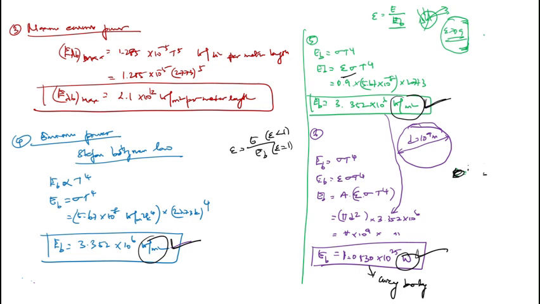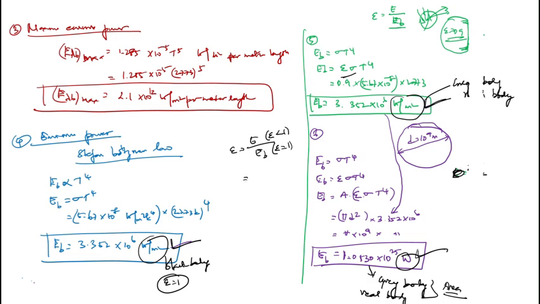or real body. This one is the gray body because the emissivity is given, gray body or real body. This is the black body because the emissivity is equal to 1.